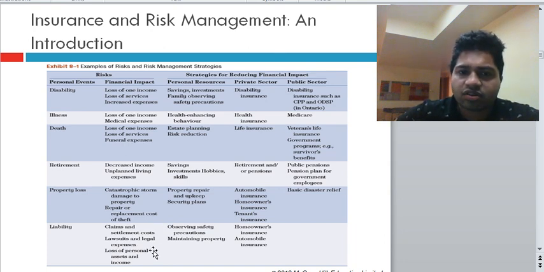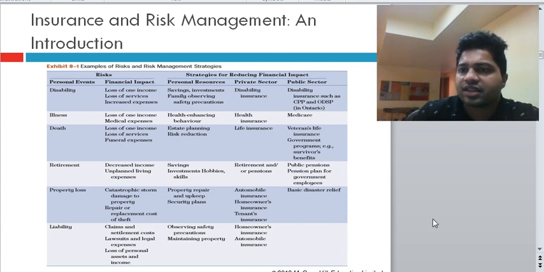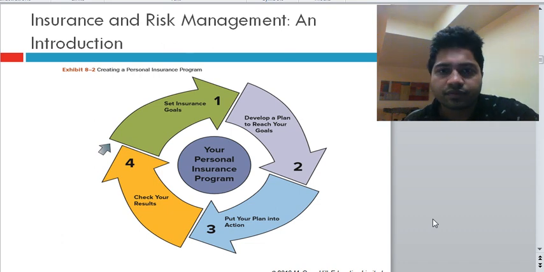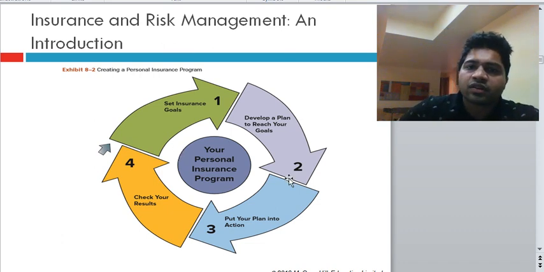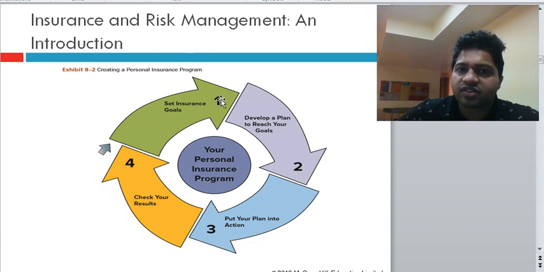Claims and settlement costs, lawsuits and legal costs, loss of personal assets and income, observing safety precautions, maintaining property, and you can get homeowners insurance and automobile liability insurance. So you can create your own personal insurance plan. So have self insurance goals.